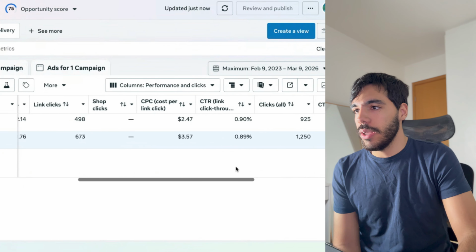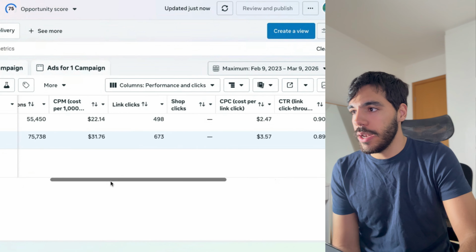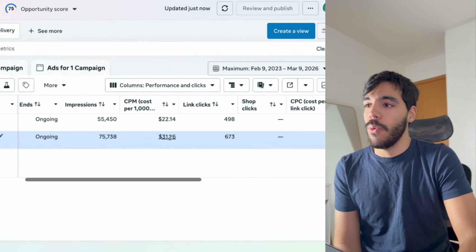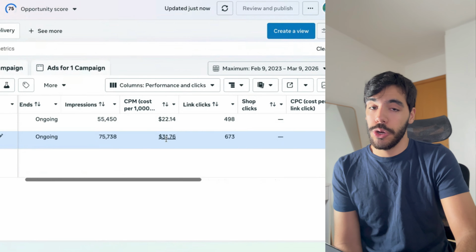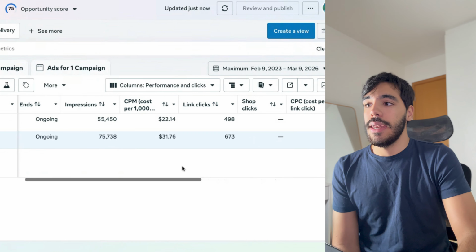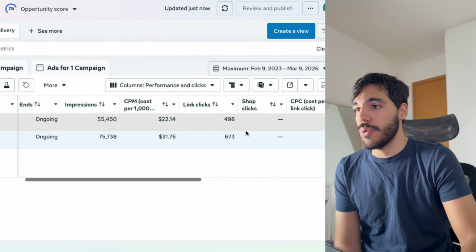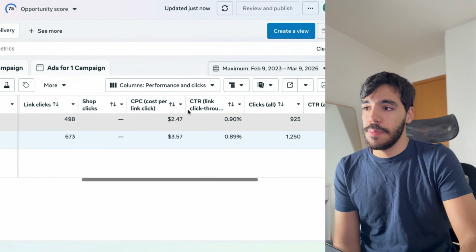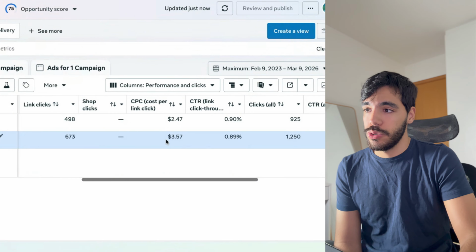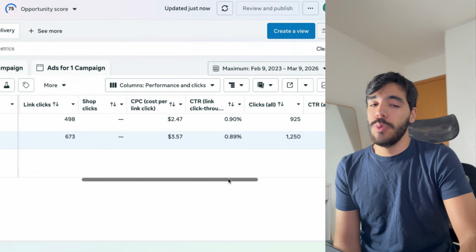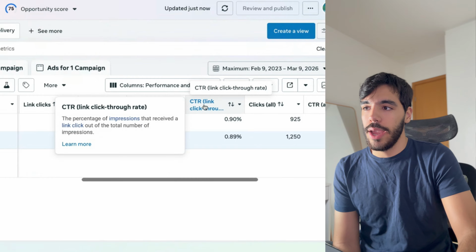And if you take a look here at the numbers that I just explained to you, for example, we reduced the CPM from 31 to 22. And we changed that by simply applying the things I'm going to explain to you right now. And we also reduced the CPC, the cost per click, from $3 to $2. And we increased the click-through rate a little bit, right?